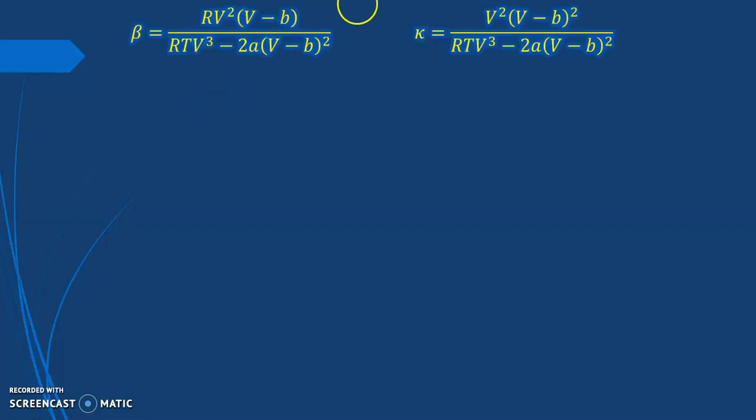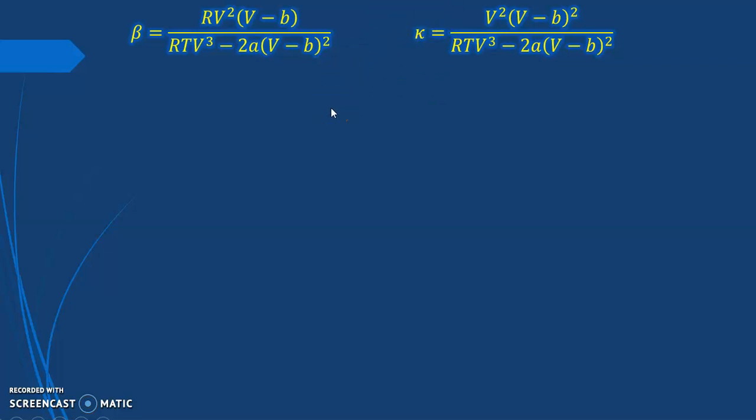First of all, we have information about what the coefficients are. We have an expression for beta and an expression for kappa. Beta is the expansion coefficient and kappa is the compressibility coefficient.